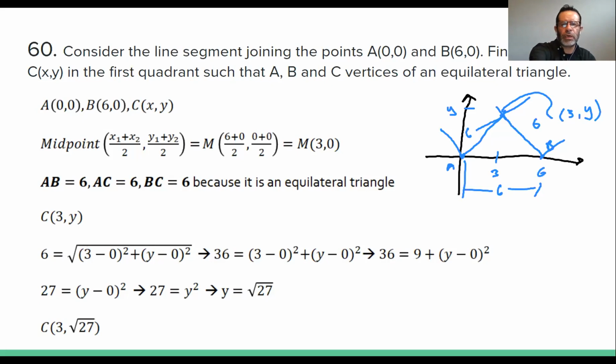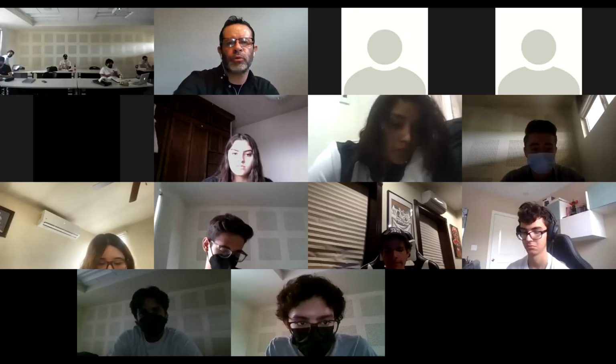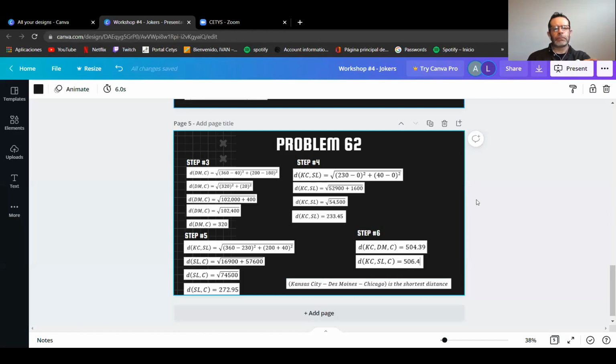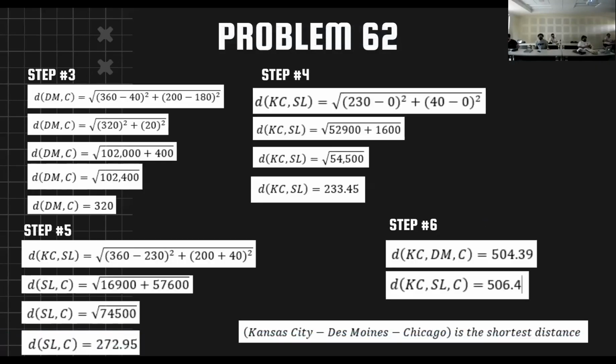We've got problem 62, which is a road trip problem, if I'm not mistaken. Okay, if you could make it a little bit bigger, yeah, there we go, perfect.